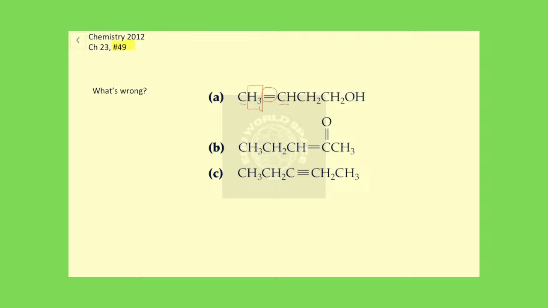So this part right here is what's wrong with molecule A. Carbon 1 has more hydrogens than it can have.